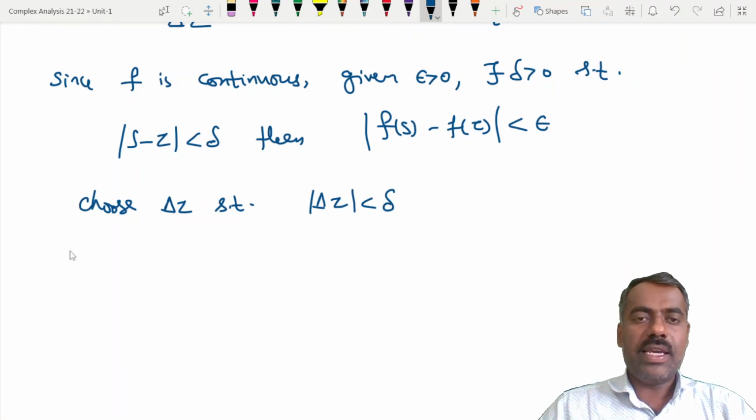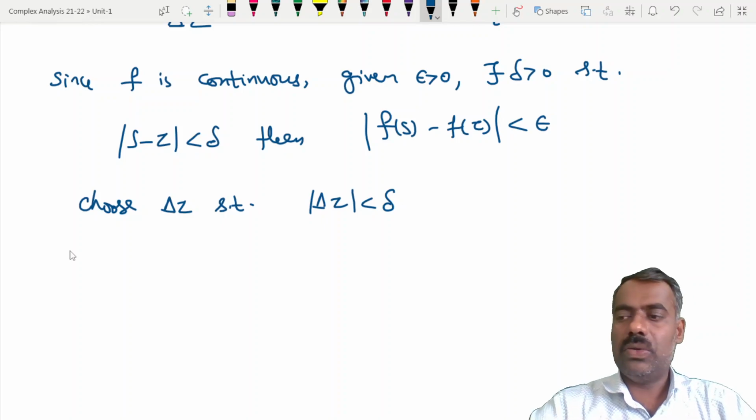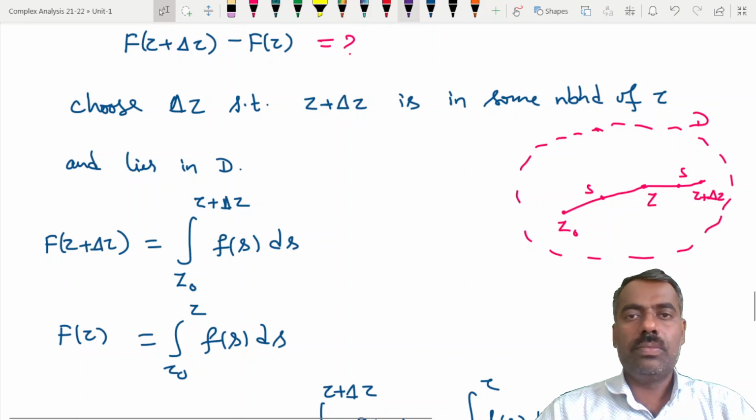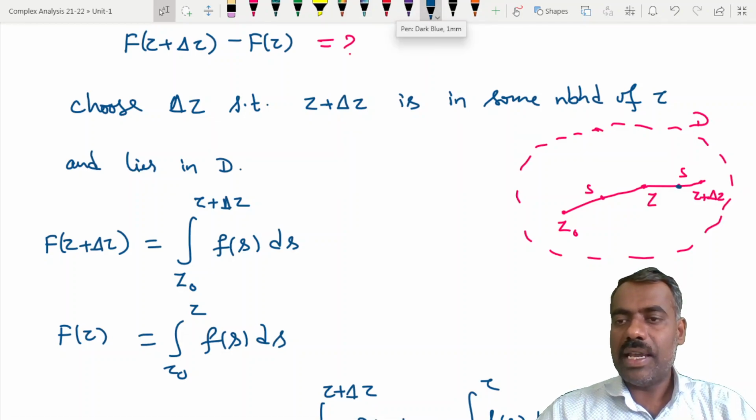Then for this epsilon, what we can observe is, go to this picture again. This is the point s. If you want, you can make it a straight line, no problem. So if this is the point s anywhere, and the length is from z to z plus delta z.